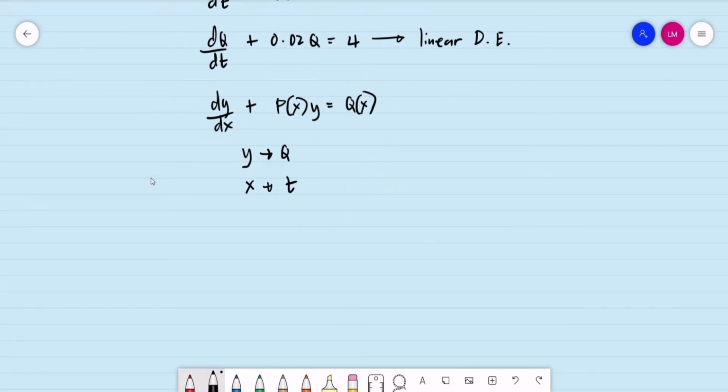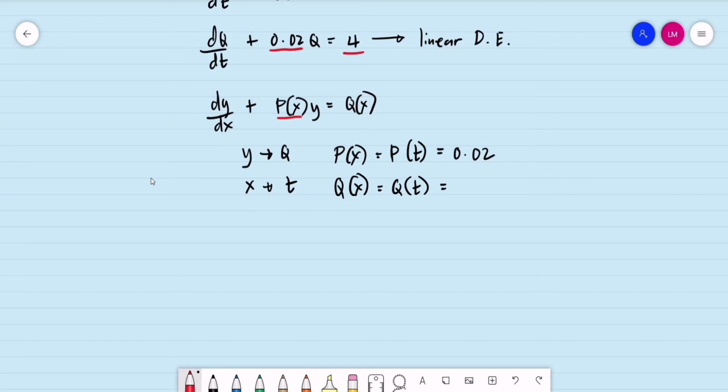Okay, what is the equivalent of this p of x? Instead of p of x, I'll be using p of t. What is the equivalent of p of t from our linear differential equation? That is 0.02. Then what's the equivalent of q of x? Again, instead of x, this will be q of t. That is simply equal to this constant, the constant 4.